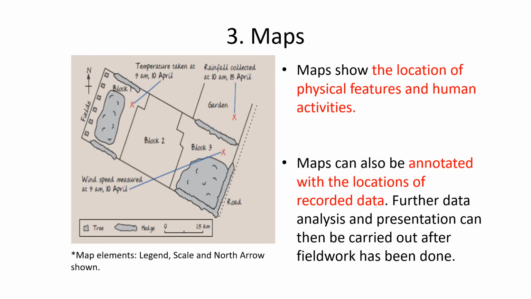Moving on, we will now look at maps as a form of recording observation. In the use of a map, it shows the location of physical features and human activities, and it can also be used together with annotations to provide short descriptions of the location of the recorded data. Similarly, this form of recording will be especially useful after fieldwork in the analysis of data.